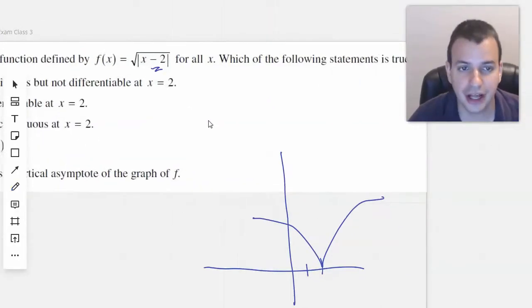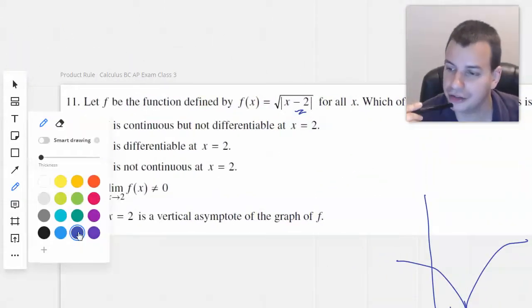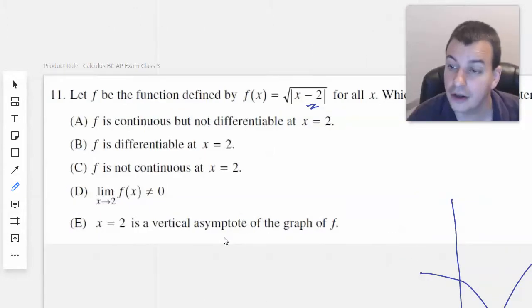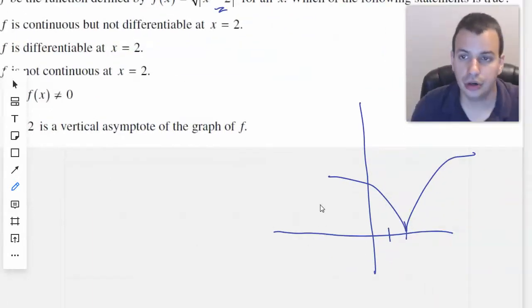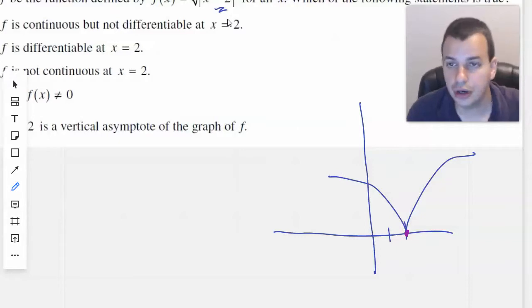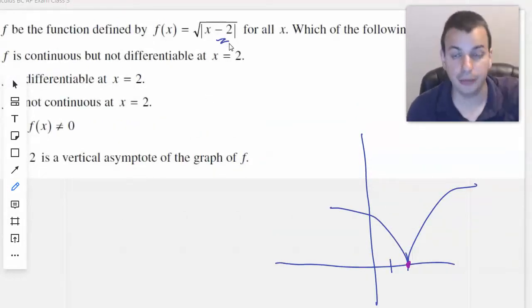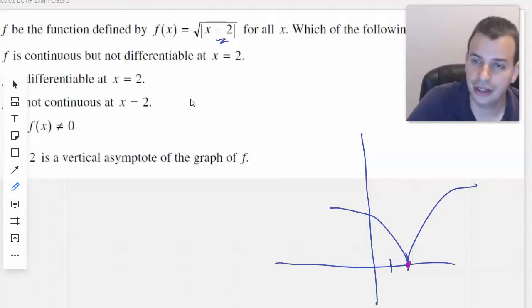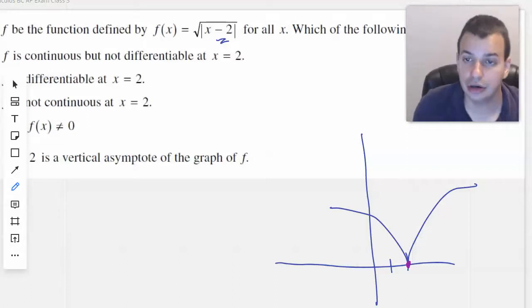And so now we're trying to find out which of the following statements is true, i.e. not false, or at least possibly correct. So f is continuous but not differentiable at x equals 2. So x equals 2 is right here. We plug in 2 up here, and we have 2 minus 2, which is 0. Absolute value of 0 is 0. Therefore, when we take the square root of 0, we get 0, because 0 times 0 is 0.